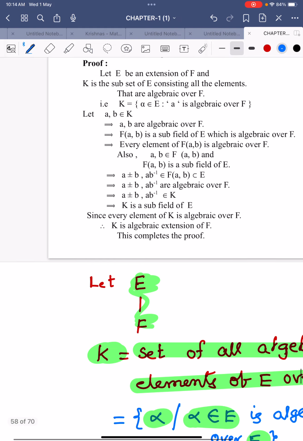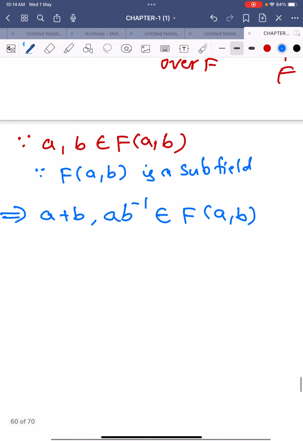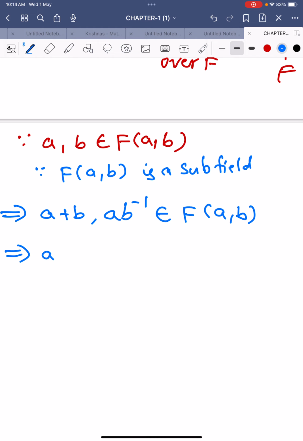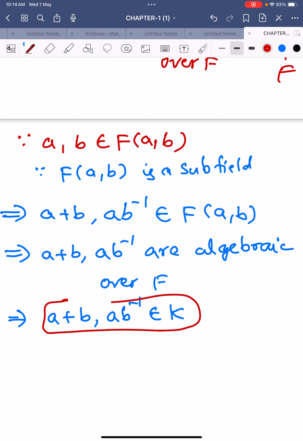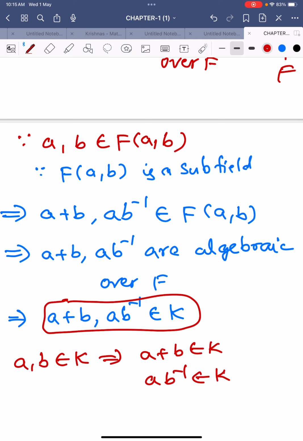If a b inverse and a plus b both belong to F(a, b), you can conclude that these two elements, a plus b and a b inverse, are algebraic over F. Already we said that K is the set of all algebraic elements. Therefore, a plus b and a b inverse belong to K. Remember that a, b belongs to K implies a plus b belongs to K and a b inverse belongs to K.